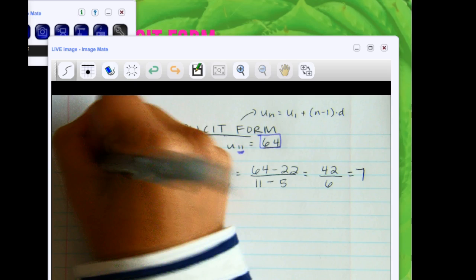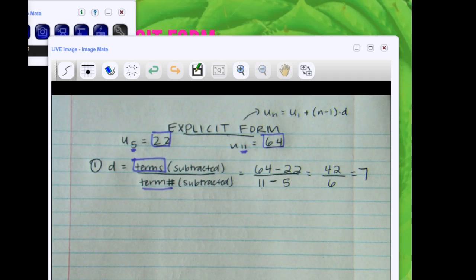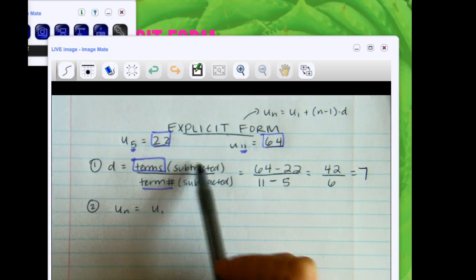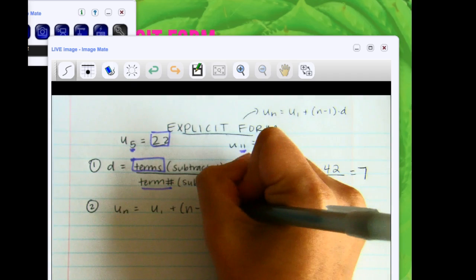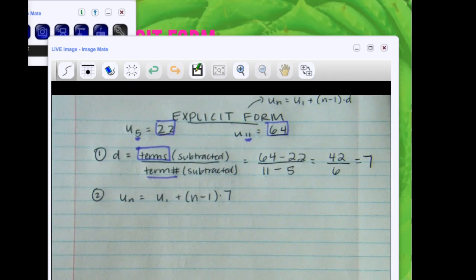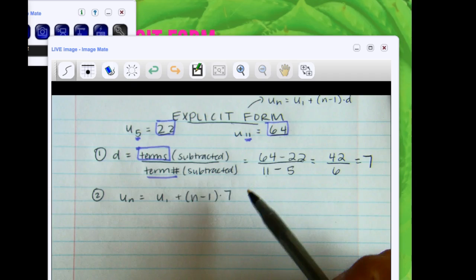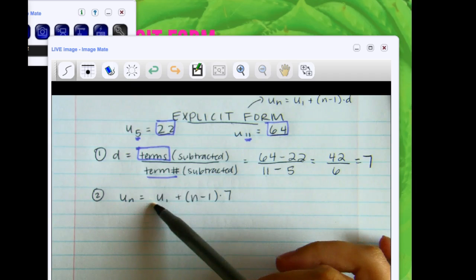So this is your first step to finding your explicit form for the most part in every single circumstance. I always need to start with finding my common difference. So from there, if I substitute in what I know so far, I've got u sub n equals u sub 1, so I don't know what my first term is, plus n minus 1 times 7. So I don't know what u sub 1 is, but I do have these 2 terms. I want you to brainstorm for a second. How can I use these 2 terms to solve for u sub 1? Take a guess.